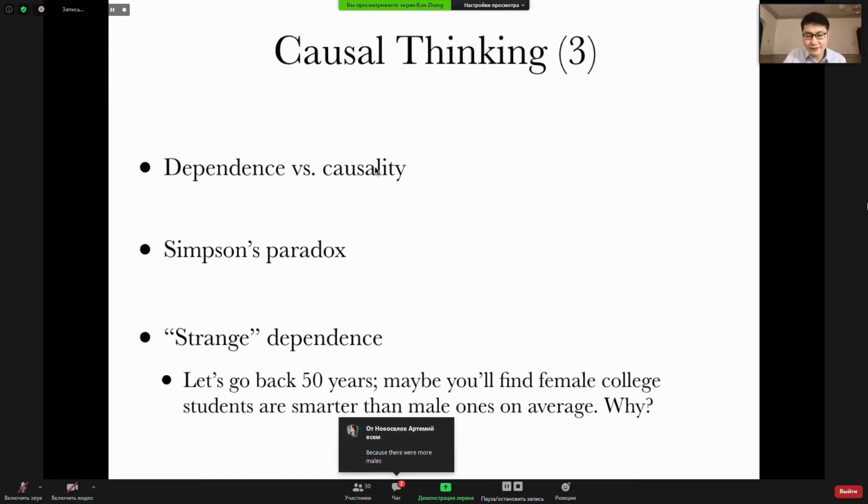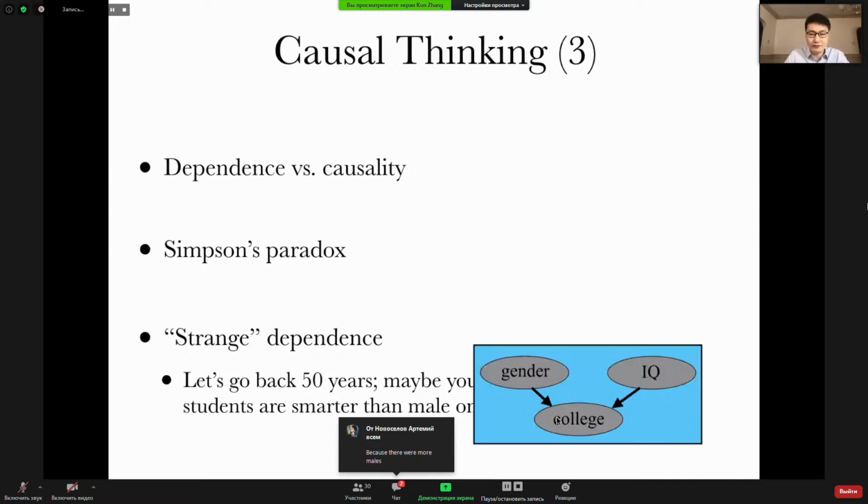So why do we have this phenomenon? Basically, this is a selection problem. At that time, it was rather difficult for females to be admitted to college. Right here, you can see gender and IQ are both causes of being admitted. Although gender and IQ were originally independent, given the common effect, usually they are not independent anymore. They are dependent.